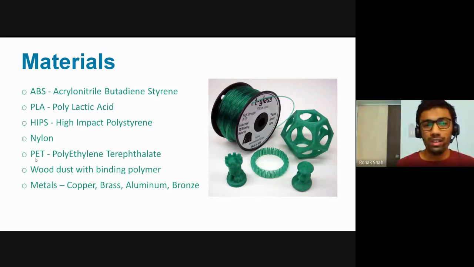For the wood, the wood dust is combined with a resin based polymer. So at glass fusion temperature, this resin polymerizes and it binds all the wood materials and creates wood based parts. The commonly used metals are copper, brass, aluminum, and some of the alloys, and even carbon fibers are being used as materials, but all those are being used for industrial applications.